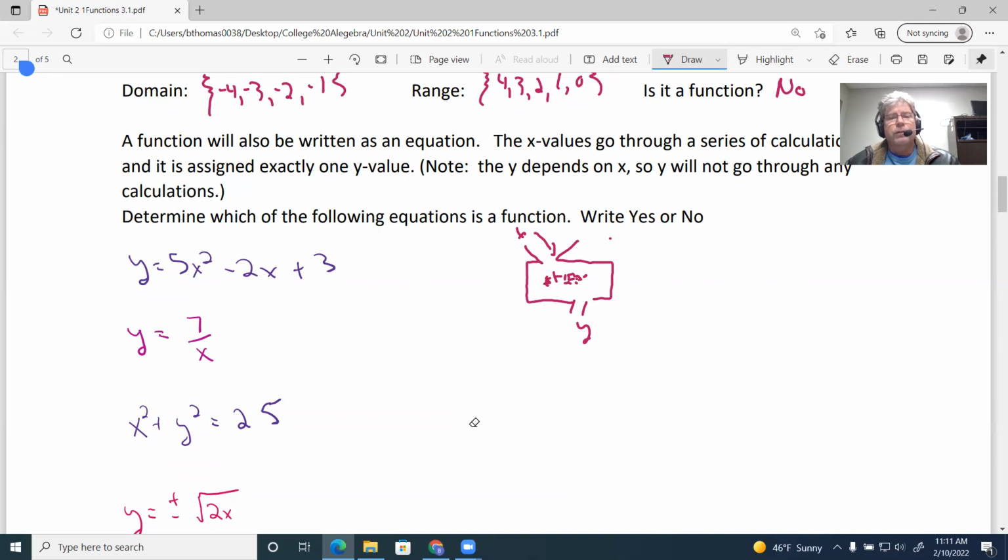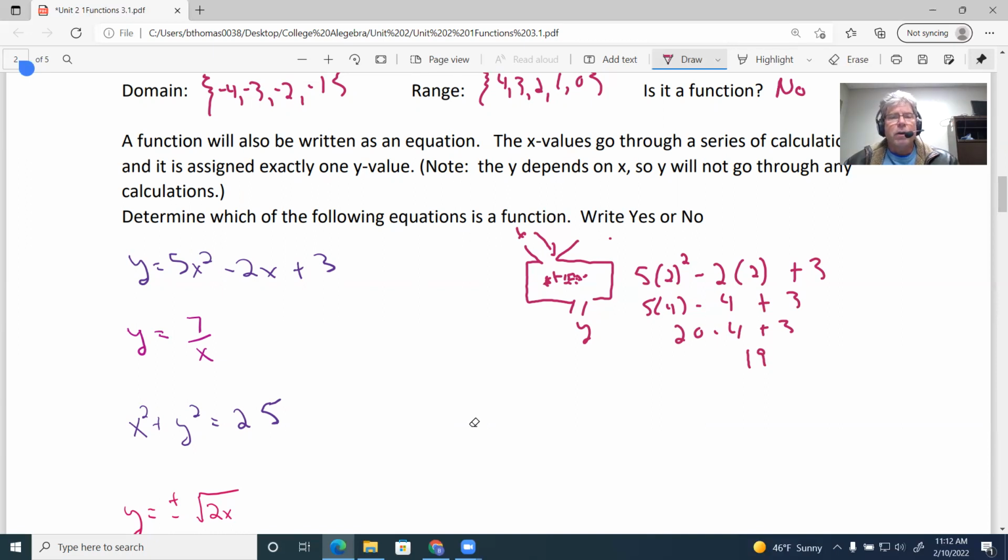So if you look at this first one, what's going to happen is you're going to have 5 times some number X squared, minus 2 times some number, plus 3. Notice if you pick a number for X and run these calculations, for instance, if I pick the number 2, I'm going to have 5 times 4 minus 4 plus 3. I'm going to have 20 minus 4 plus 3. 16 plus 3 would be 19. So notice that the 2 went in and it output a 19.